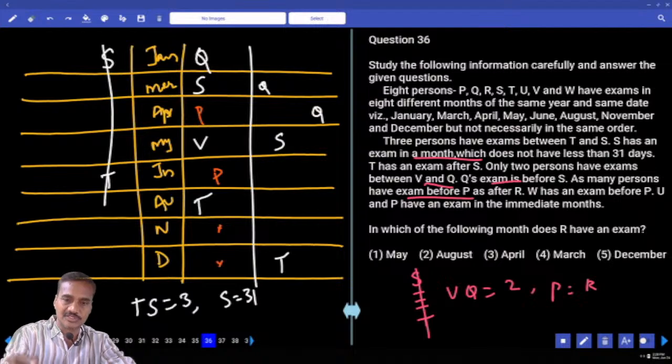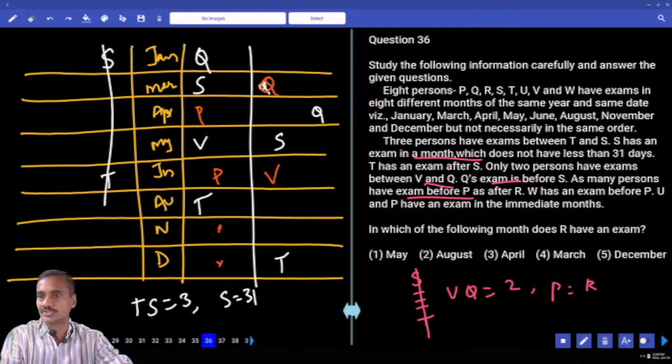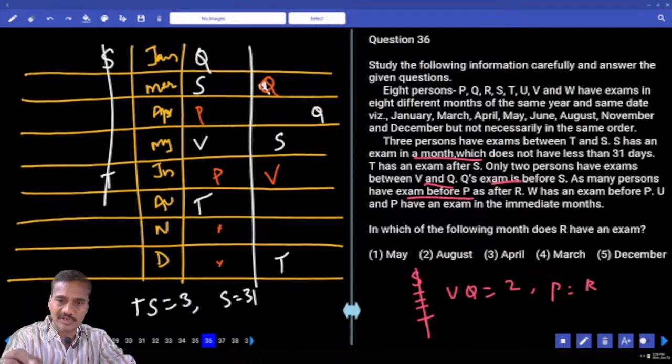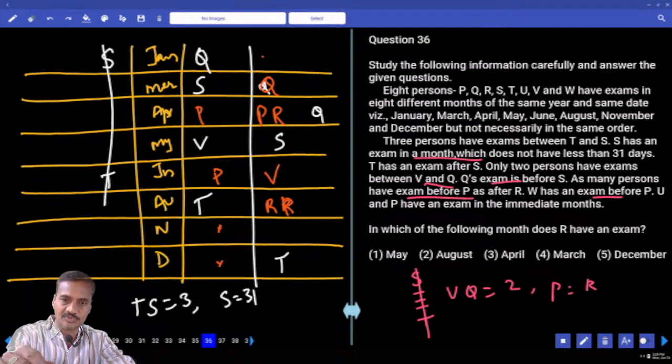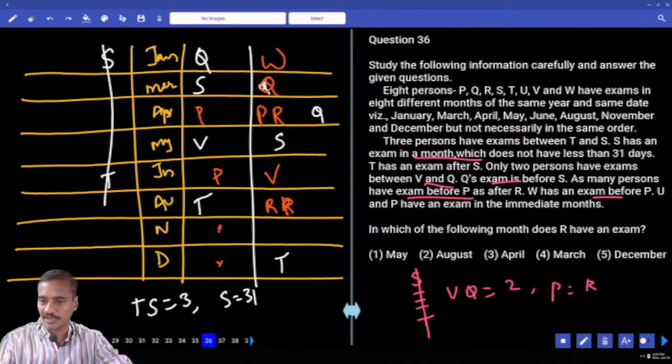Now we are left with the next one. In the next one, if Q is here, then between Q and V there must be exactly 2. At the same time, P and R equal. Where can I have this? If P is here, then R will be here. R and P we can have like this. And W has an exam before P. W is before P in either of these 2 cases, so W should be at the beginning.